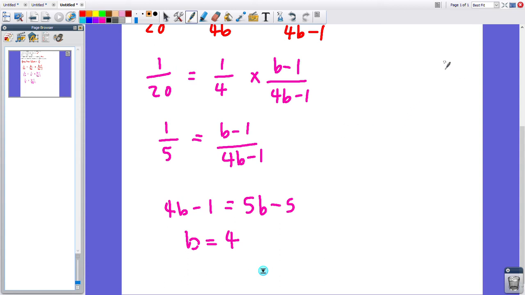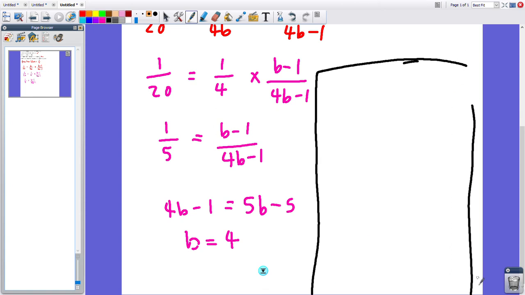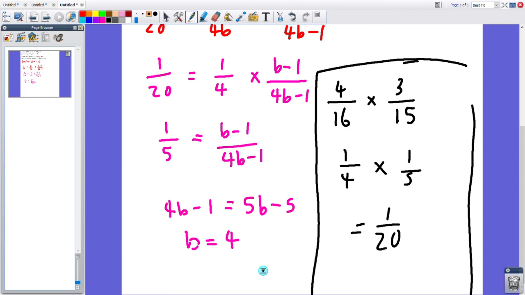We can prove to ourselves that we're correct about that just by running the test. So if there are 4 blue counters in the bag, it's 4 over 16, because 4B would be 4 lots of 4, which is 16. If 1 blue was removed, it would be 3 blue left, and that would be 15 in total left in the bag, I should say. 4 over 16 is 1 over 4, 3 over 15 is 1 over 5, and yes, that does equal 1 over 20. So the answer is there were 4 blue counters in the bag before any were picked.